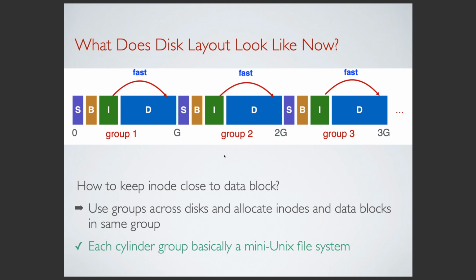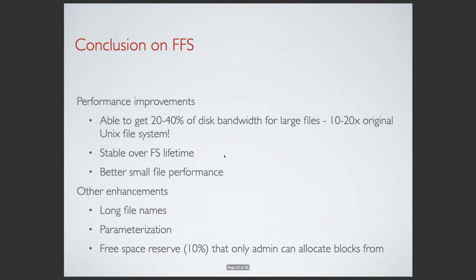So, and that actually had great performance gain, right? Thanks to the file system, they were able to get 20 to 40% of the disk's bandwidth for large files. At first it was maybe like, I forgot, 2 or 5%, very very small, and now they were actually able to get 40%.